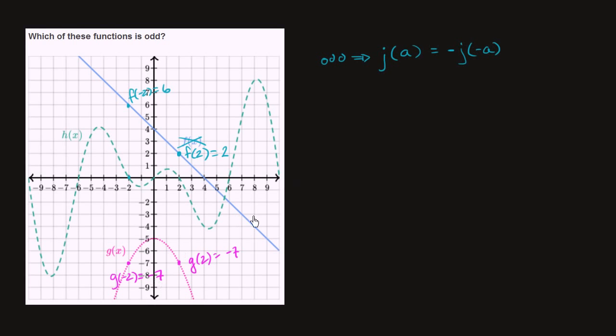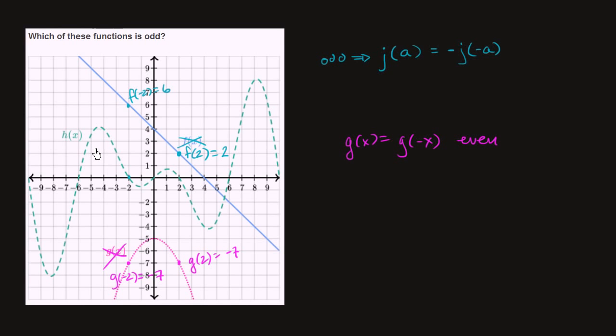So here we have a situation, and it looks like that's the case for any x we pick, that g of x is going to be equal to g of negative x. So g of x is equal to g of negative x. It's symmetric around the y, or I should say the vertical axis right over here. So g of x is even, not odd. So which of these functions is odd? Definitely not g of x. So our last hope is h of x.